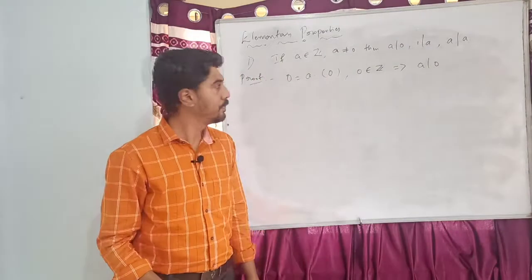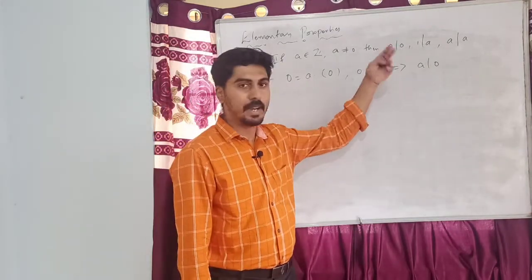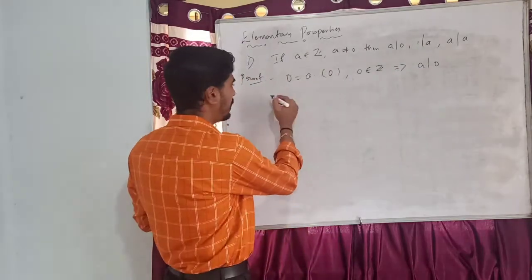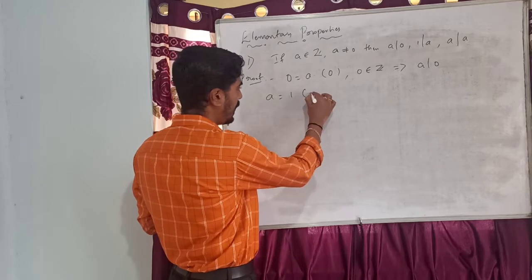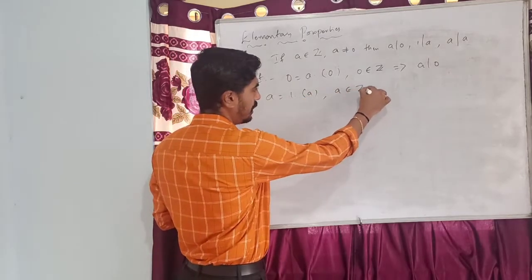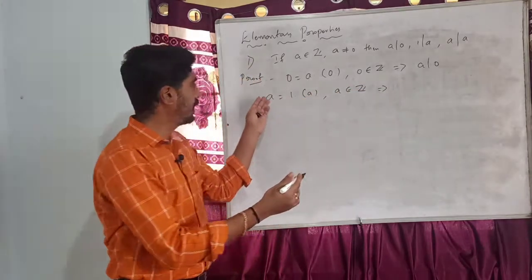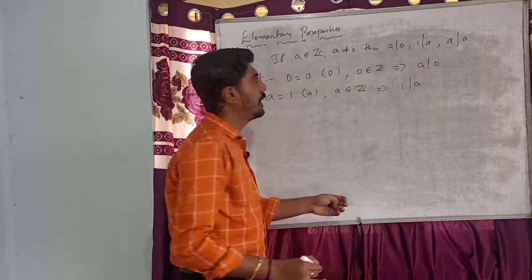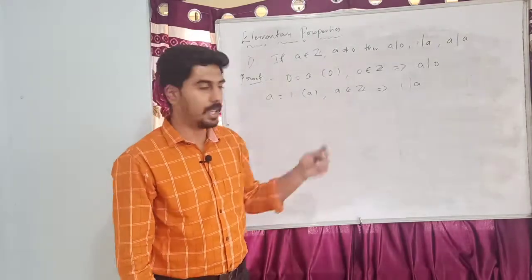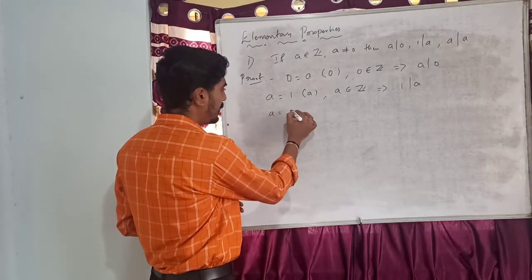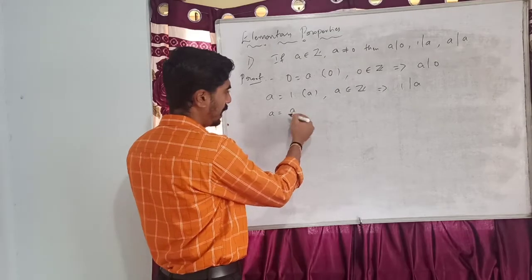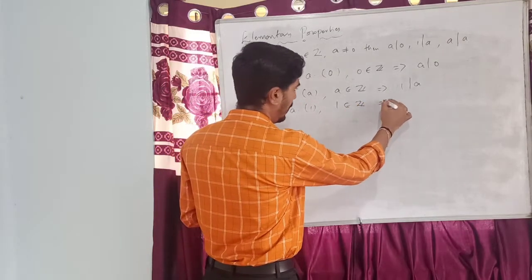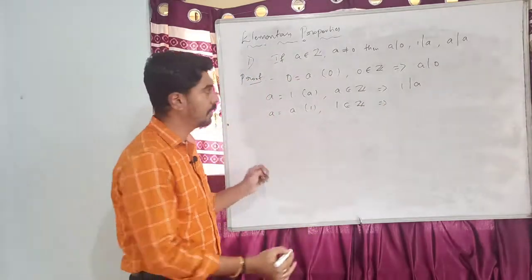and therefore a divides 0 for any non-zero integer a. Then to prove that 1 divides a, we should express a as an integral multiple of 1. That is possible since a is equal to 1 into a, where a is an integer. We have a is an integral multiple of 1, therefore 1 divides a. Similarly, to prove that a divides a, we can write a as an integral multiple of a, which is a into 1, where 1 is clearly an integer, and hence a divides a.